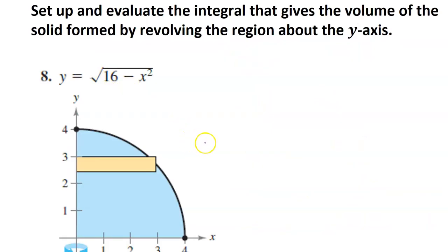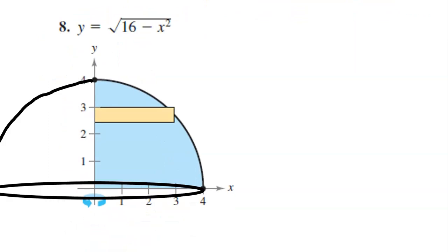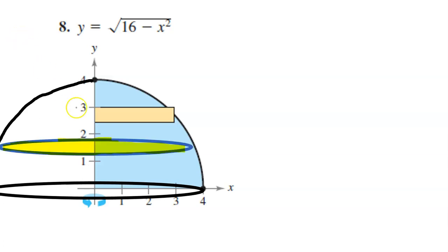For problem number 8, we will do something very similar, but this time we will find the volume of the solid generated when we rotate this blue region around the y-axis. If you rotate this region around the y-axis, you get this upside-down bowl shape. We can calculate the volume of the solid by analyzing a single slice, which is a disk.